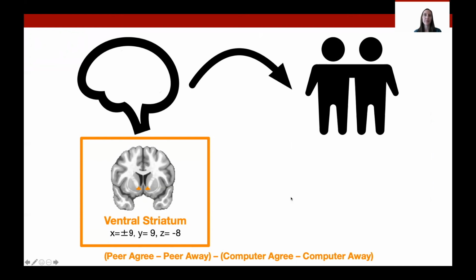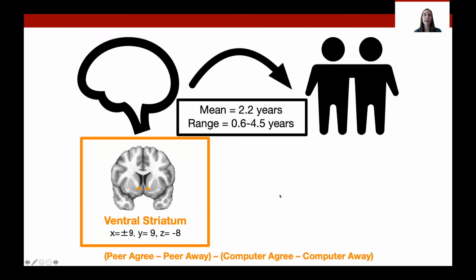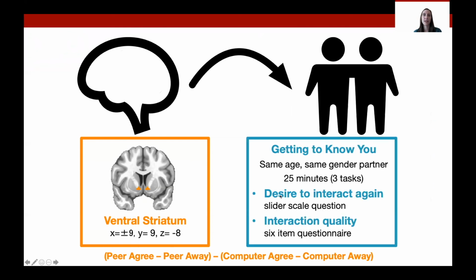Even years later. And so we brought these participants back with an average of 2 years later, and we had them pair up and engage in a social interaction that somewhat ranged from structured to unstructured. So there's a getting to know you task, as well as some more semi-structured tasks. And then we asked them afterwards, on a slider scale, if we bring you back for other studies, how much do you want to interact with this same participant again, or get matched up with a different participant? And we also had them fill out an interaction quality questionnaire. It's just a 6-item questionnaire about their interaction.